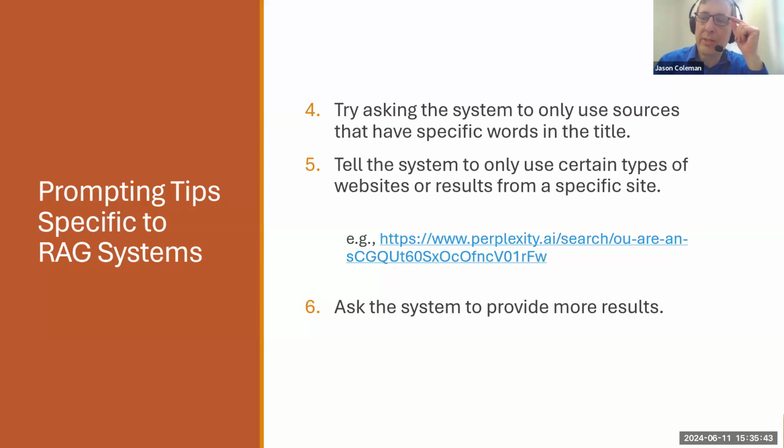But I was able to get Perplexity to give me sources that only had a particular word in the title, which is one of my favorite mechanisms for narrowing searches that are too broad. So that's intriguing. You can try to tell the system to use only specific types of websites, like only use government sites or educational sites. Or you can tell it to use only a specific site. And again, this depends on which system you're using. Perplexity and ChatGPT can do this. I don't believe that SciSpace and Elicit and others of that nature will accommodate this.